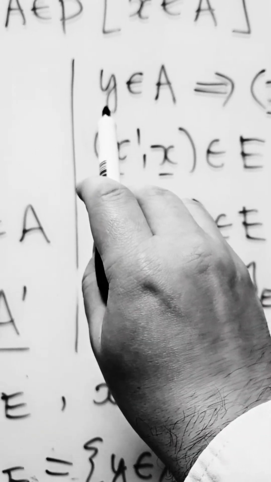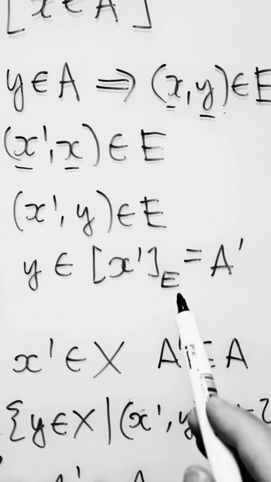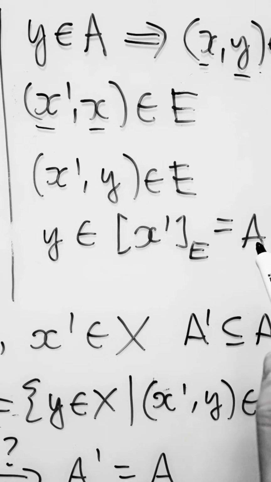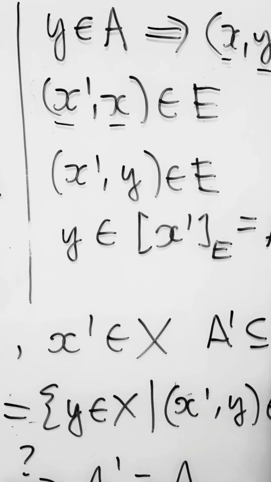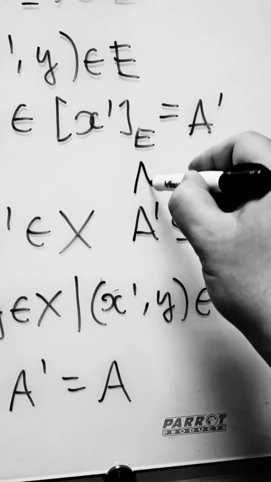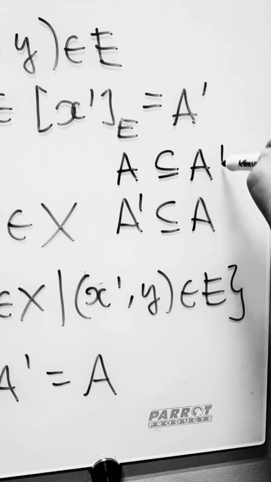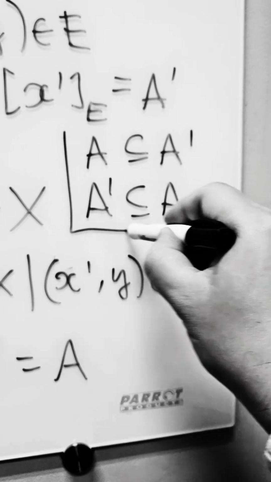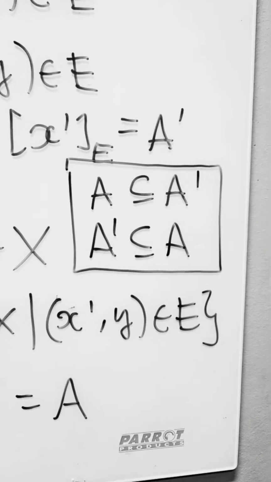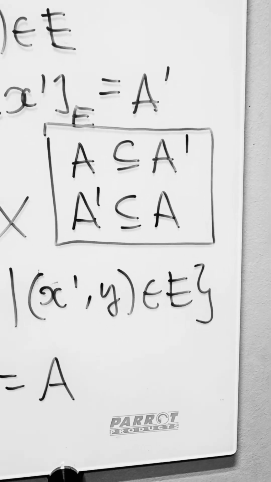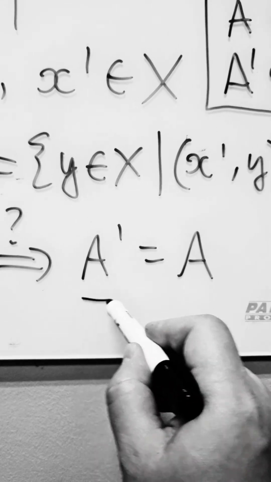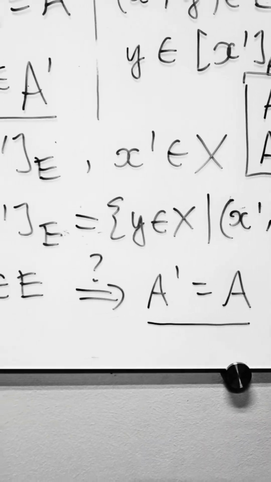Now, assuming that y was in A, we were able to conclude that that same y is in A prime. That shows that every element of A is also an element of A prime. In other words, that A is a subset of A prime. These two properties together, that the A and the A prime are subsets of each other, allow us to conclude that A prime and A are equal, just as we wanted.